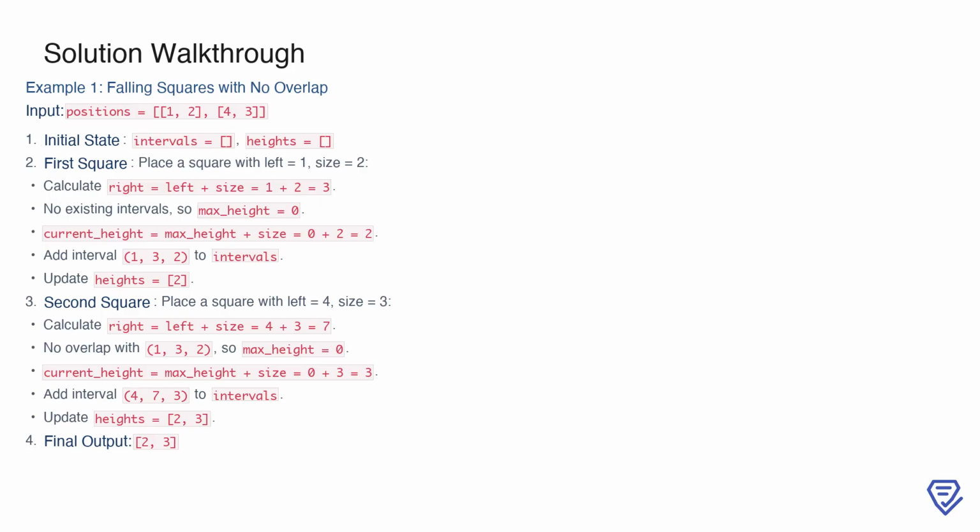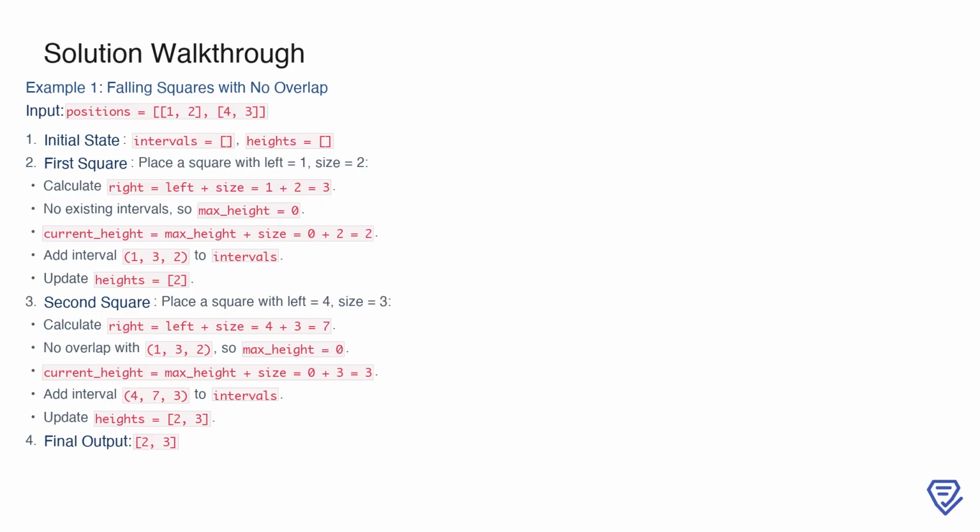For the second square, its left position is 4, and its size is 3, so the right edge becomes 7. There's no overlap with the existing interval, 1, 3, 2, so again, the maximum height is 0. Adding the size results in a current height of 3. We store this interval as 4, 7, 3, and update the heights to 2, 3.